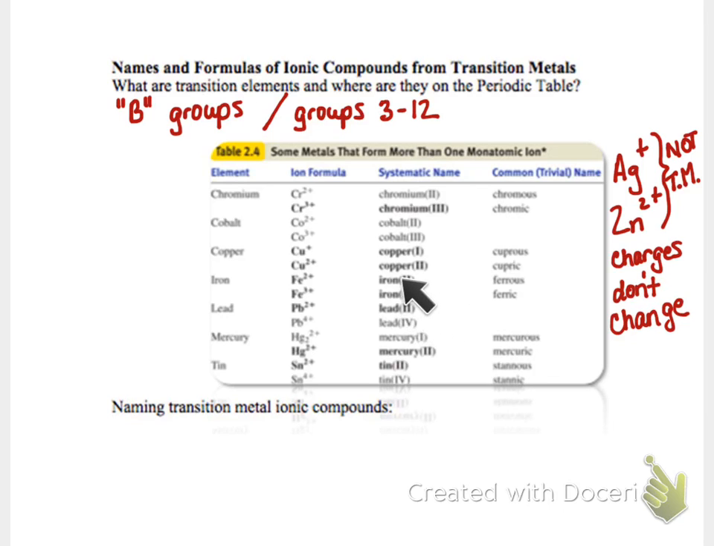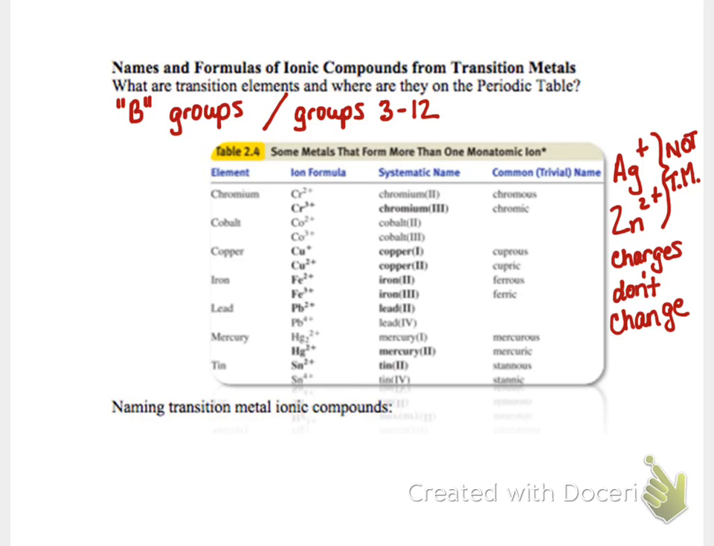We are going to use what are called the systematic names, which is where we put the charge of the element in Roman numerals right next to its name. So chromium(II) would mean chromium with a +2 charge, and copper(I) would mean copper with a +1 charge. Remember that metals are always cations. They always have a positive charge.